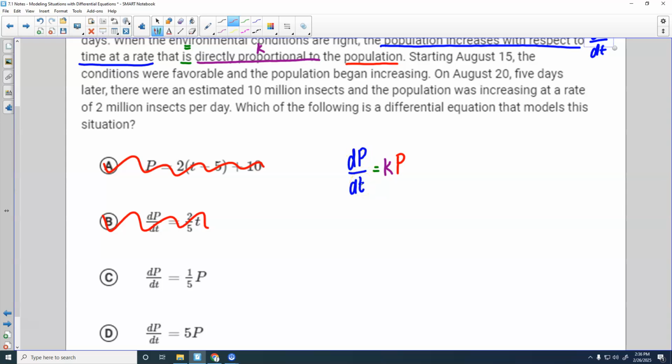What is dP/dt? It's going to be 2 million insects per day, right? Because the population was increasing at a rate of 2 million insects per day. So the dP/dt is 2. We're going to keep the K. What's the population? It is 10 there. So if we solve for K, we just have to divide by 10. And so we do get 1/5 for this one.